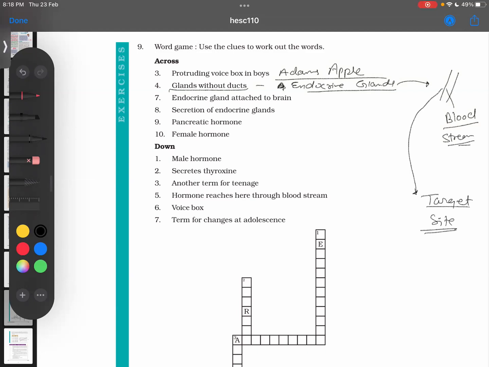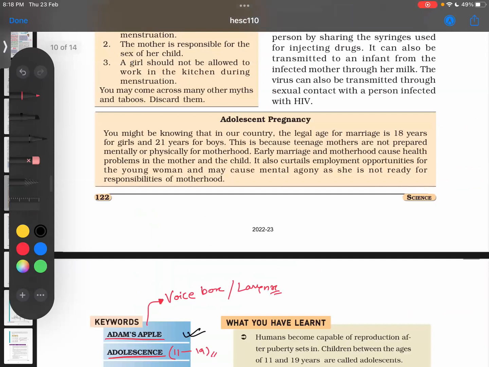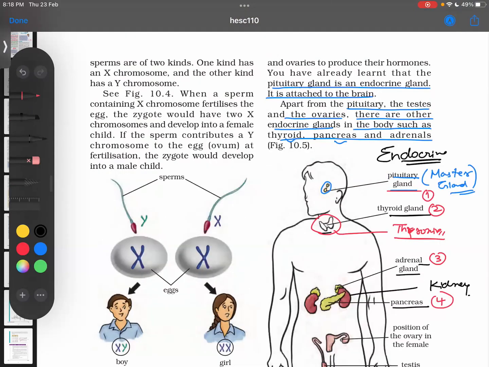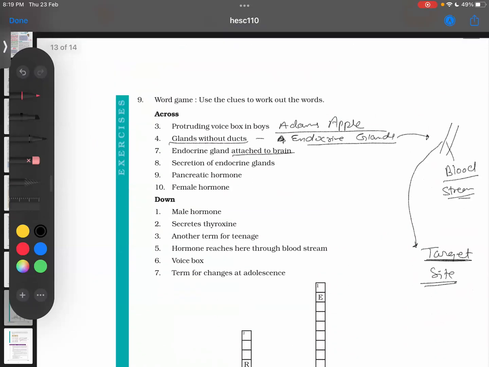Right. Endocrine gland attached to brain. Which one is this? You can take help from the figure given in the chapter. It is the pituitary gland. Look over here. Isn't it in the brain, this pituitary gland? The answer is pituitary gland. So pituitary gland is basically attached to the brain.